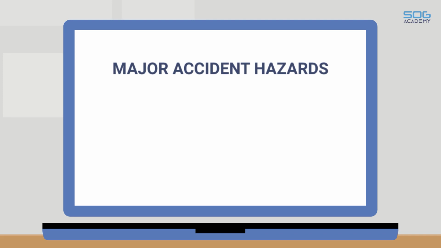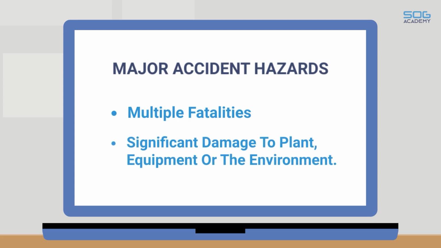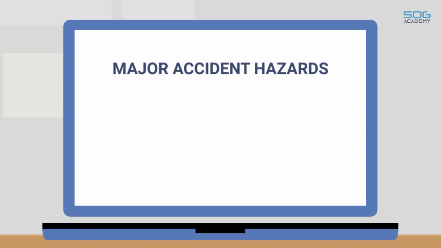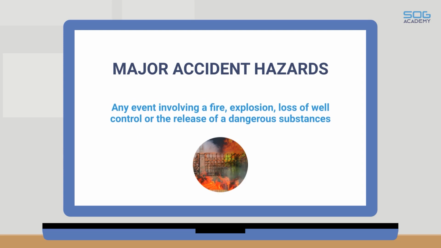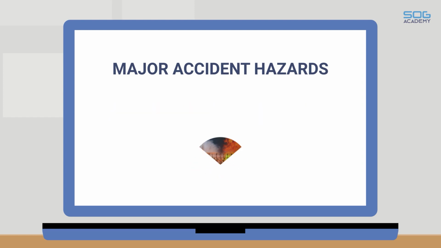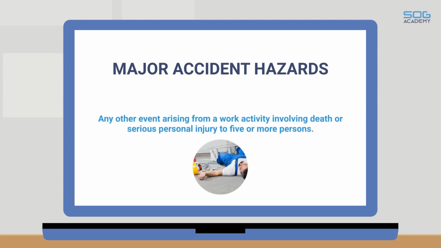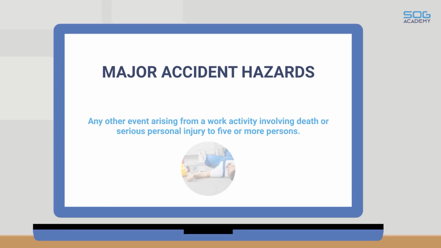Simply put, major accident hazards are sources of danger that have the potential to cause a major incident, whether that involves multiple fatalities, significant damage to plant, equipment or the environment. Detailed definition of a major accident hazard includes: 1. Any event involving major damage to the structure of the installation, causing any loss in stability. 2. Any event involving a fire, explosion, loss of well control or the release of dangerous substances. 3. Any other event arising from a work activity involving death or serious personal injury to 5 or more persons.